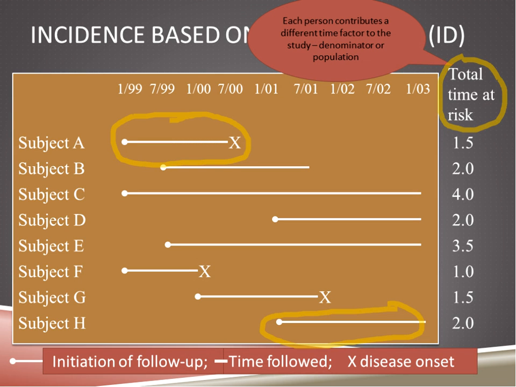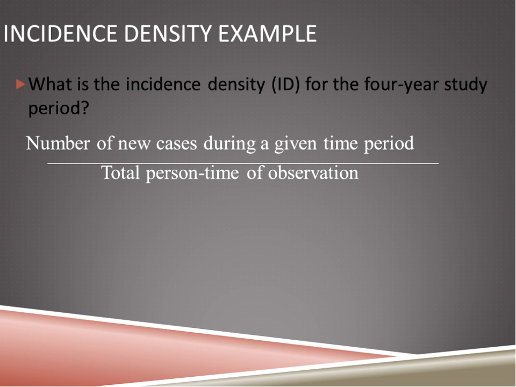Let's go back. So how many people developed the disease during our study period? We need this first as our numerator because this is the number of new cases. So we count 1, 2, 3. 3 new cases during our study period. And so our numerator is 3, and our denominator is our person time years.